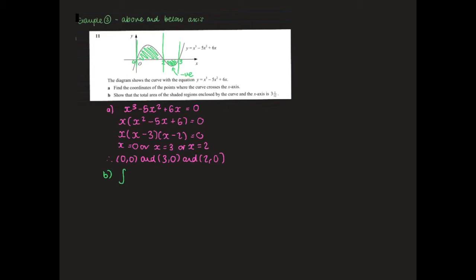So what I need to do is work out the integral between 2 and 0 for my function. And then add on the modulus of the part that will be negative, which is the integral between 3 and 2 of my function. So I can work that out by calculator.